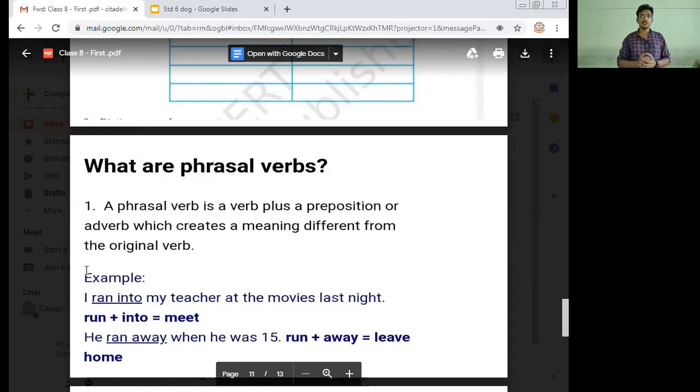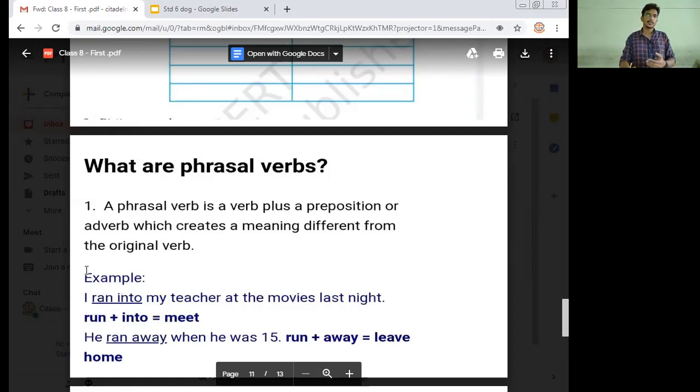I ran into my teacher at the movies last night. So ran into is a phrasal verb that is used in that sentence. Run into means meet. The meaning of that phrasal verb is meet. And the root verb, that is the verb, is actually ran there, or run there. And the meaning of that original verb is different from that of the phrasal verb. So meet is actually the meaning of the phrasal verb ran into. Nothing which is related to run, the original verb run. So the phrasal verb's meaning is different from the original verb.